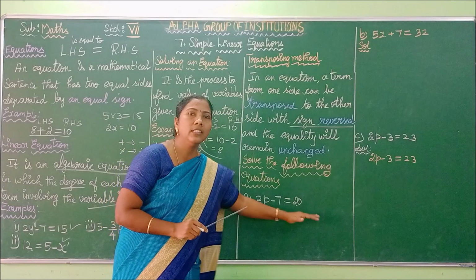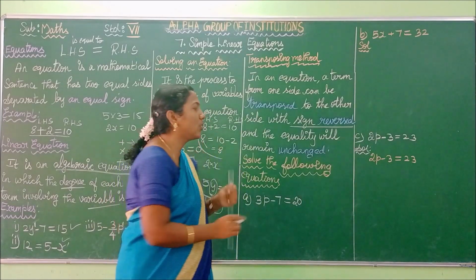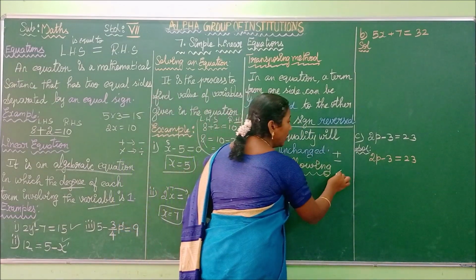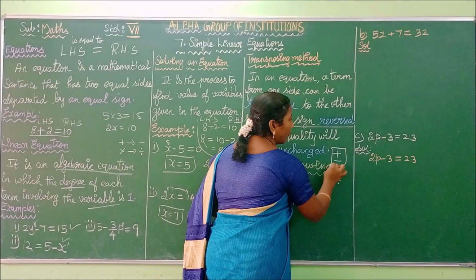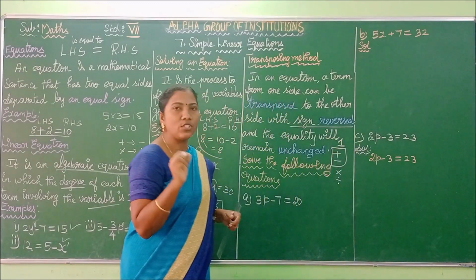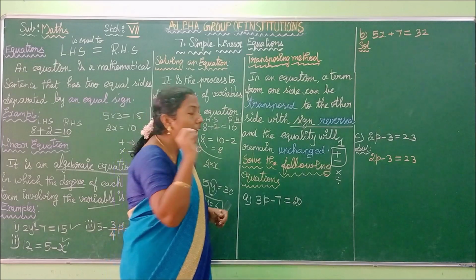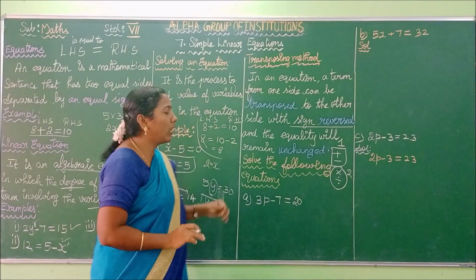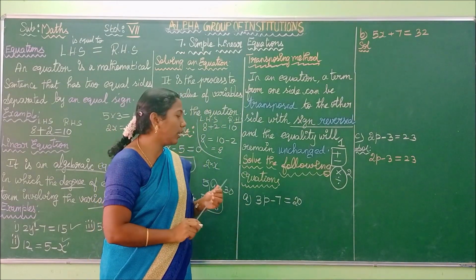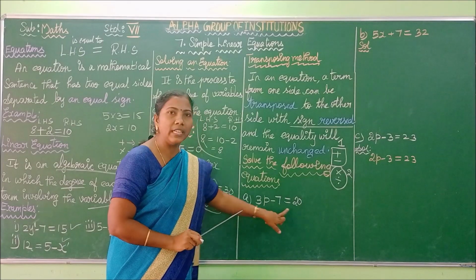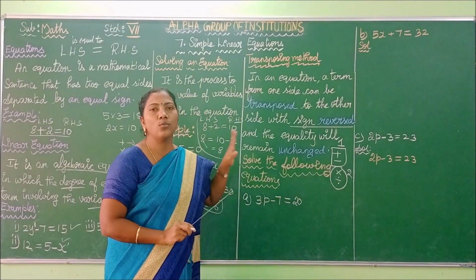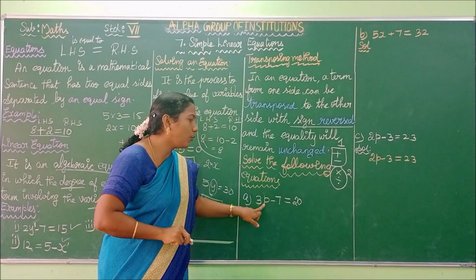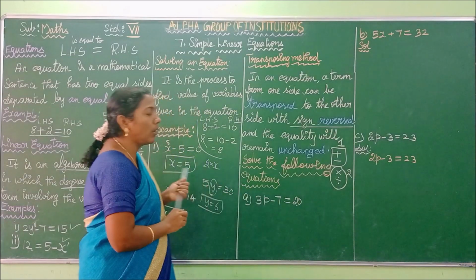While you are sending these, you have to first send the terms which are in addition and subtraction. After that, you have to send the terms which are in multiplication and division. First step, send the terms in addition and subtraction. After that, send the terms in multiplication and division. While you are doing the sum, you can easily understand. First, see the sum 3p minus 7 equal to 20. Our aim is to find the value of p. What should be the value of p, such that if you substitute the value of p, you get the answer 20? Okay. Now we are going to do this sum.